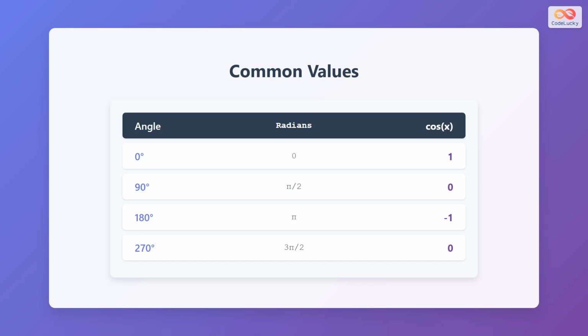Here are the most commonly used cosine values that you should remember. At 0 degrees, which is 0 radians, cosine equals 1. At 90 degrees, which is pi divided by 2 radians, cosine equals 0. At 180 degrees, which is pi radians, cosine equals -1. At 270 degrees, which is 3 pi divided by 2 radians, cosine again equals 0. These values form a complete cycle and are essential for understanding trigonometric patterns in your data analysis.